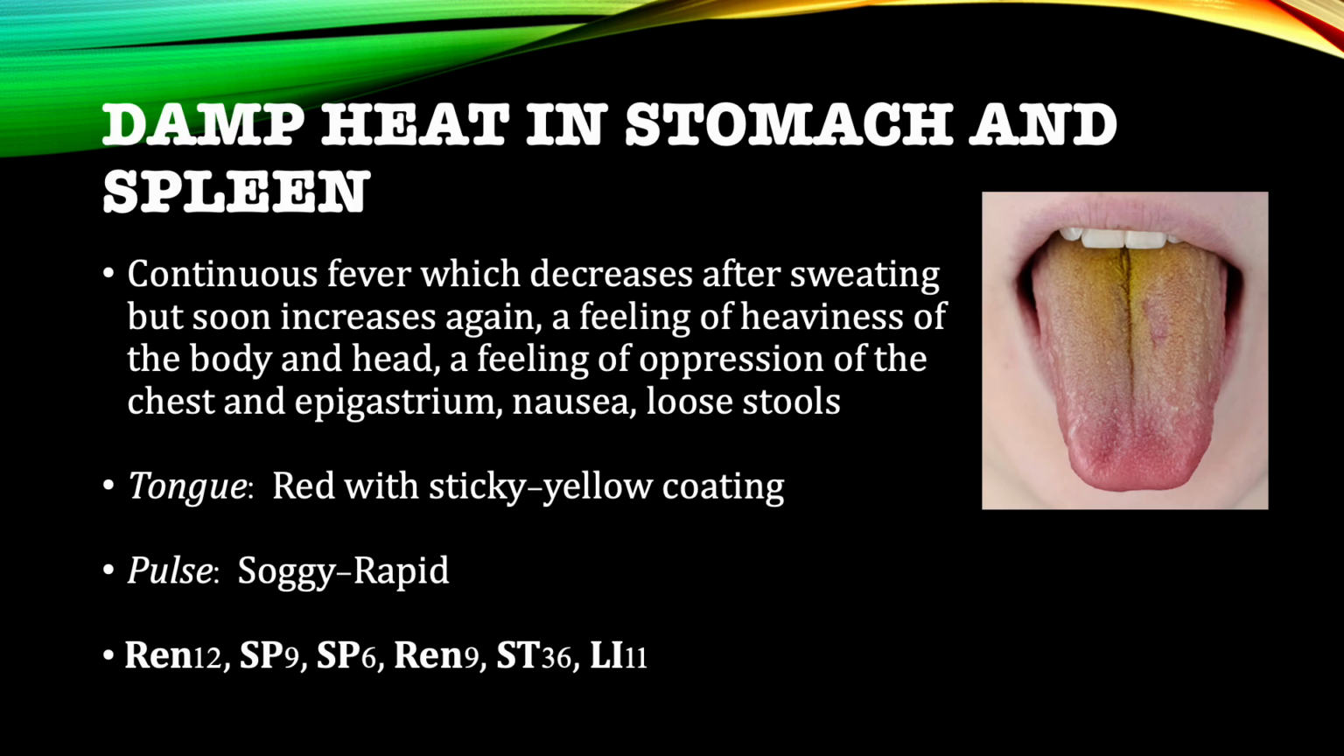Damp heat in stomach and spleen: continuous fever which decreases after sweating but soon increases again. A feeling of heaviness of the body and head, a feeling of oppression of the chest and epigastrium, nausea, loose stools. Tongue, red with sticky yellow coating. Pulse, soggy, rapid. Points: Ren 12, spleen 9, spleen 6, Ren 9, stomach 36, Li11.